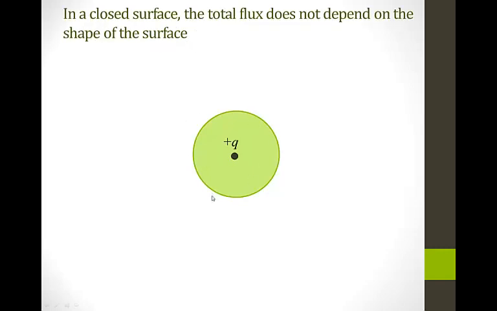Now, it doesn't depend on the shape of the surface. So in this case, a spherical surface, the flux should be Q over epsilon naught. And in this case, it's Q over epsilon naught. It doesn't matter the shape of the surface.